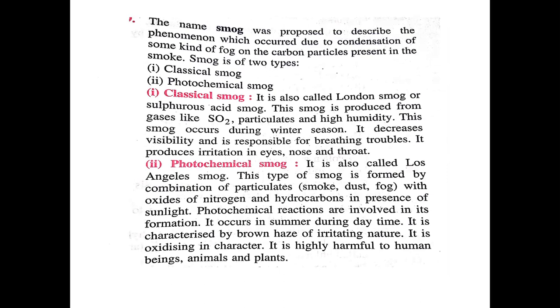What do you mean by smog, students? The term smog was proposed to describe the phenomenon which occurs due to condensation of some type of fog on carbon particles, right? So smoke plus fog together is known as smog, and it is of two types, classical as well as photochemical. Classical smog is known as London smog or sulfurous smog, and this smog is produced from gases like SO2, particulates, and in high humidity, students. And during the winter season we see that, and it decreases visibility.